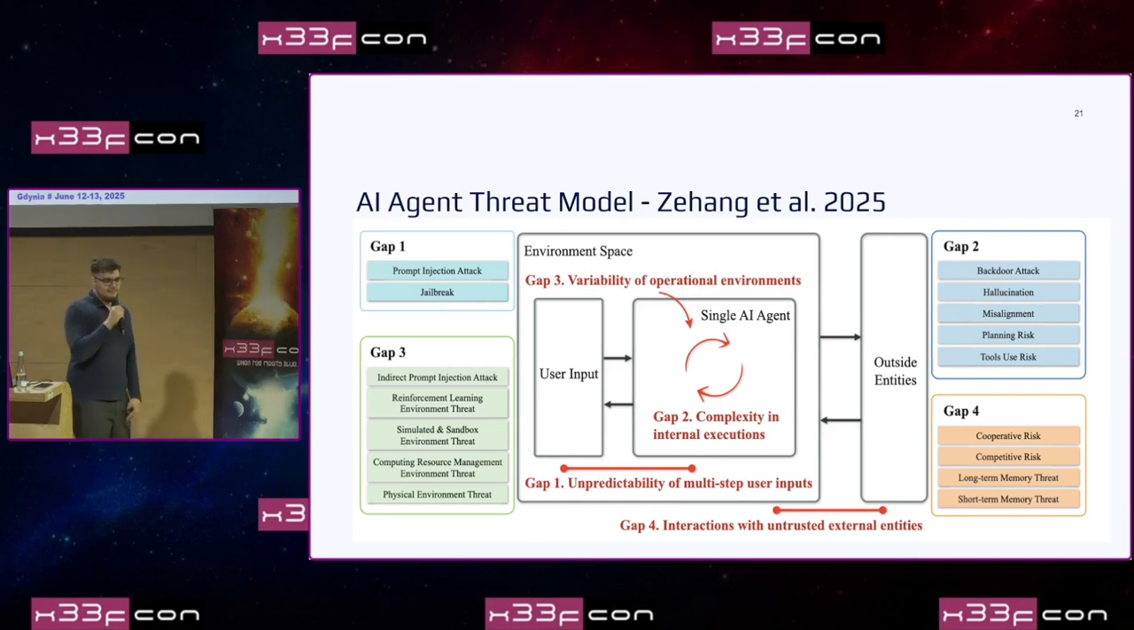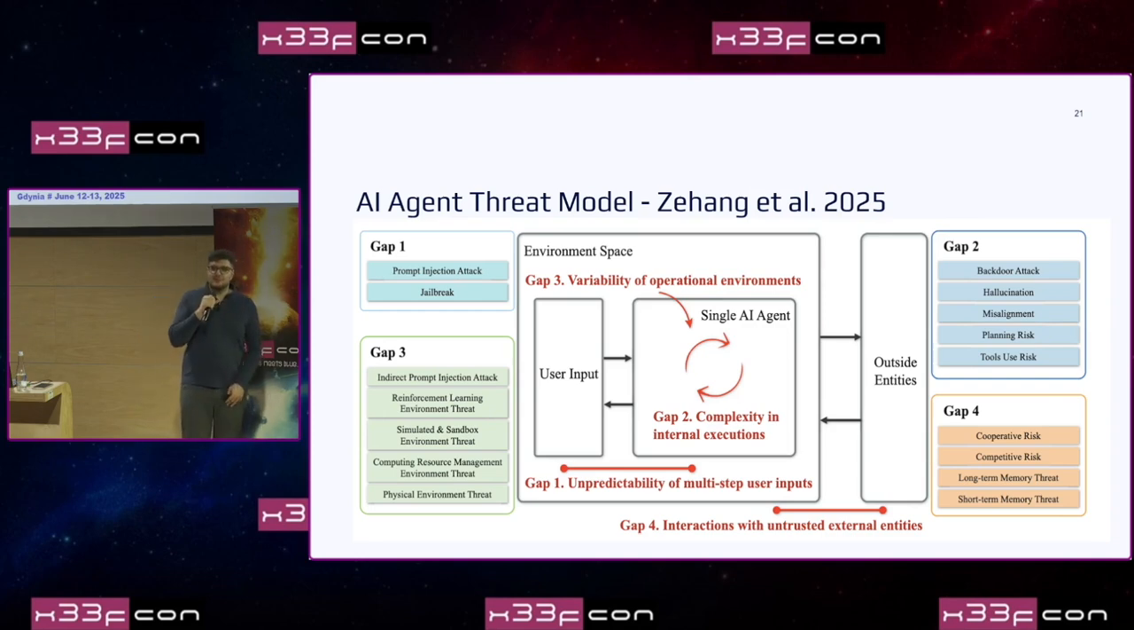The gap number 3, variability of operational environments. This is something we're very used to as cybersecurity professionals. These are things connected to your physical security, your infrastructure security. So very classic cybersecurity threats to your agents.